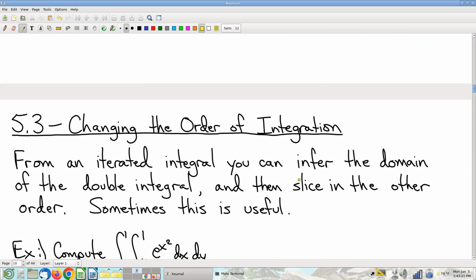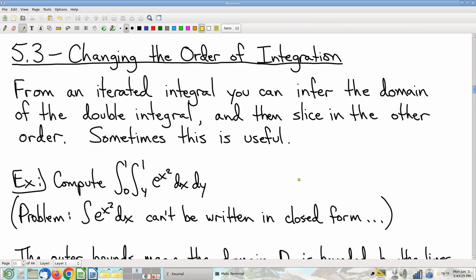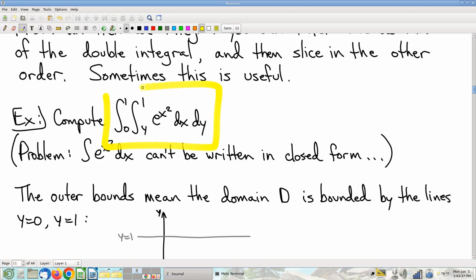Okay, I'm going to make a quick wave of the hands at section 5.3. It's by far the shortest section in the book in terms of ideas covered. There's actually very little in here to say. The innocent observation is that sometimes when you write down an iterated integral, there's just nowhere you can go with it computationally.